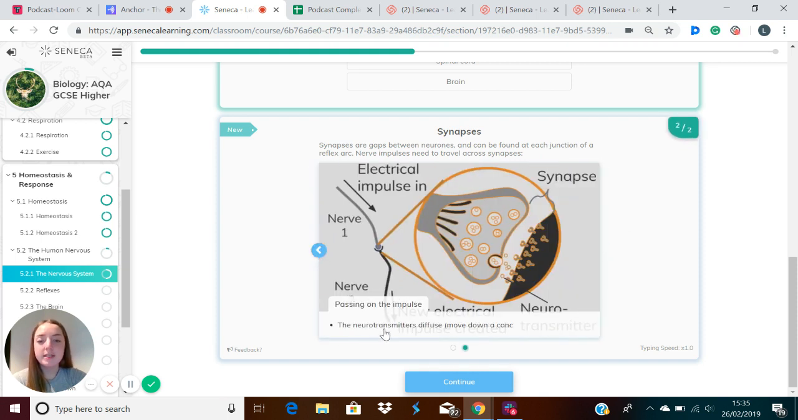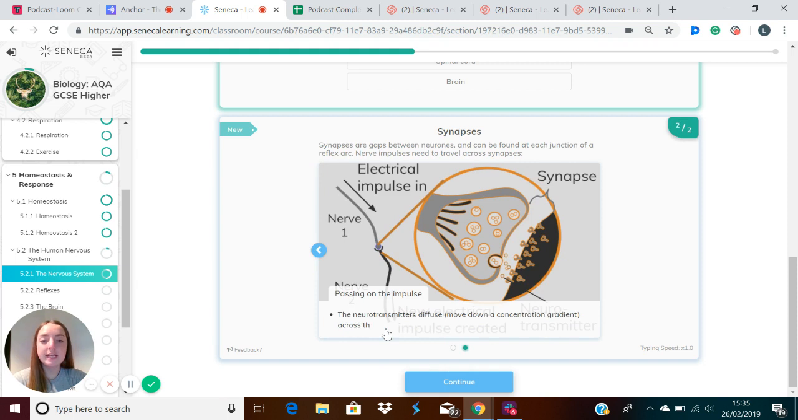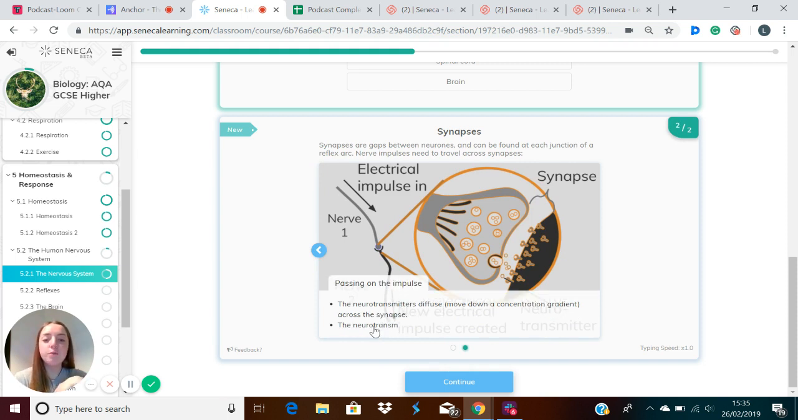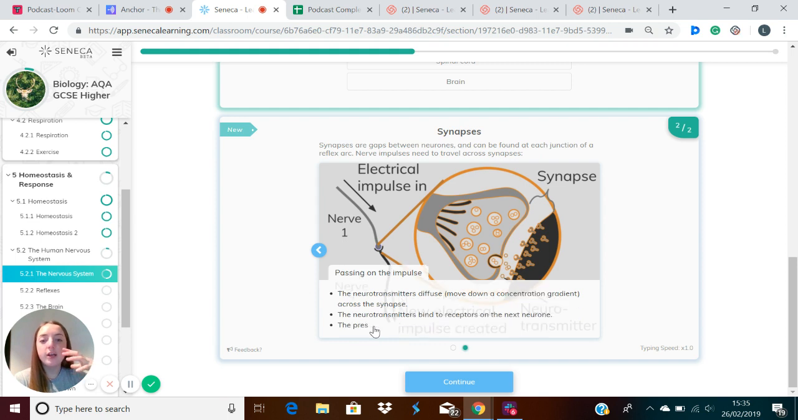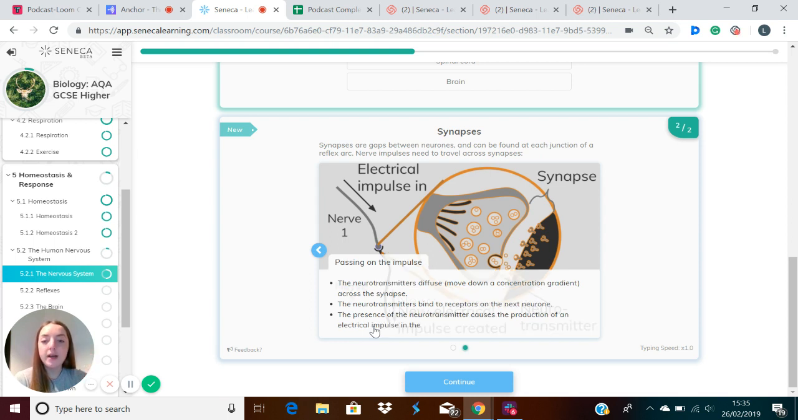The neurotransmitters diffuse across the gap. So diffusion is the movement down a concentration gradient, from an area of high concentration to an area of low concentration across the synapse. The neurotransmitters will bind to receptors at the next neuron. The presence of neurotransmitter will cause the production of an electrical impulse at the next neuron.